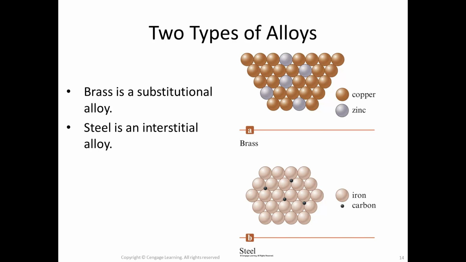Two examples of alloys are brass, which is a substitutional alloy containing some zinc in place of copper, and steel, which is an interstitial alloy where we have carbon occupying some of the holes in our closest packed structure for iron.